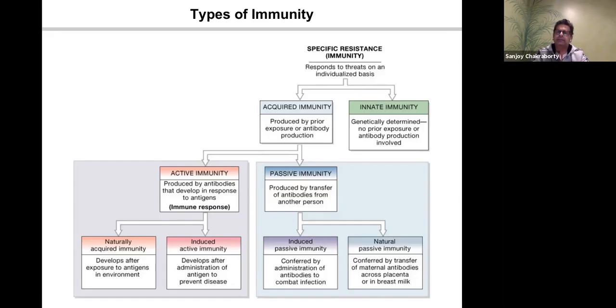So that's basically it. Okay. So this is how we study the immunity. Right now in this particular chapter, we are going to talk about how we get our natural acquired immunity. How do we make antibodies? How do we kill the foreign element or antigen that comes from the environment to our body?